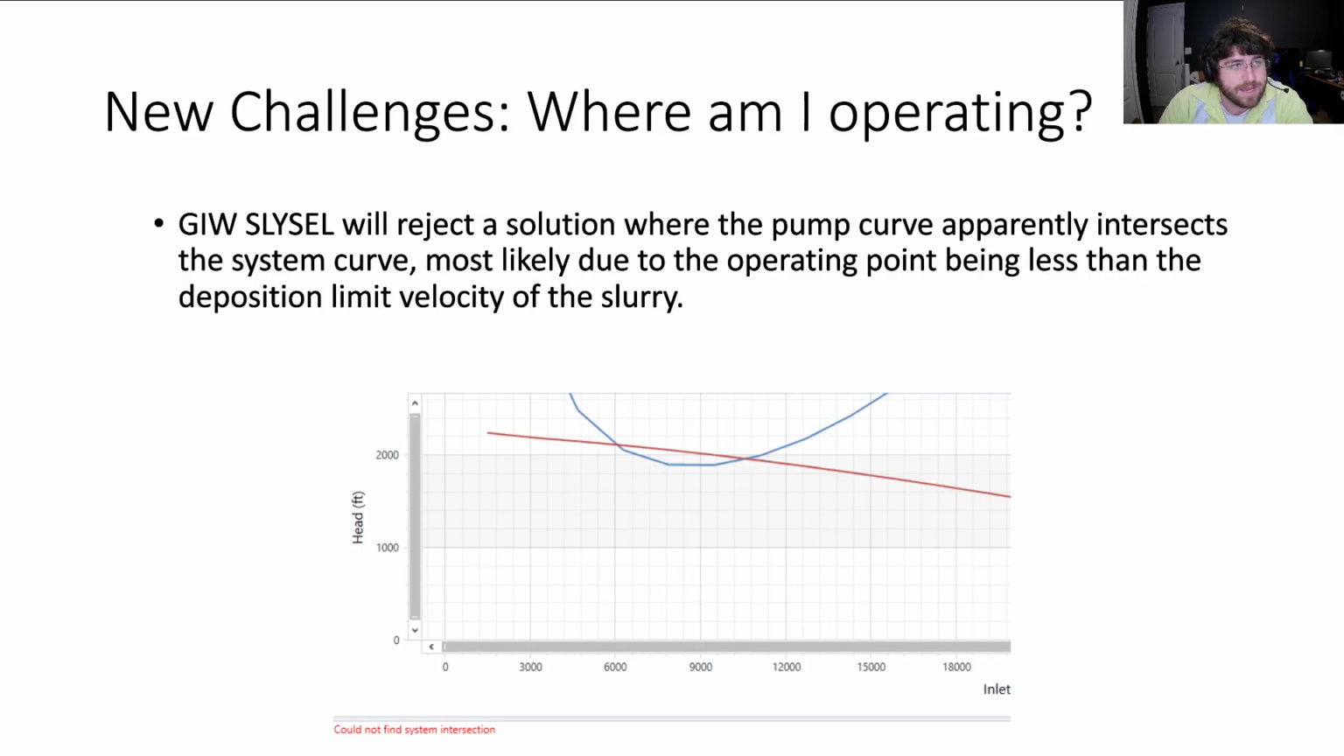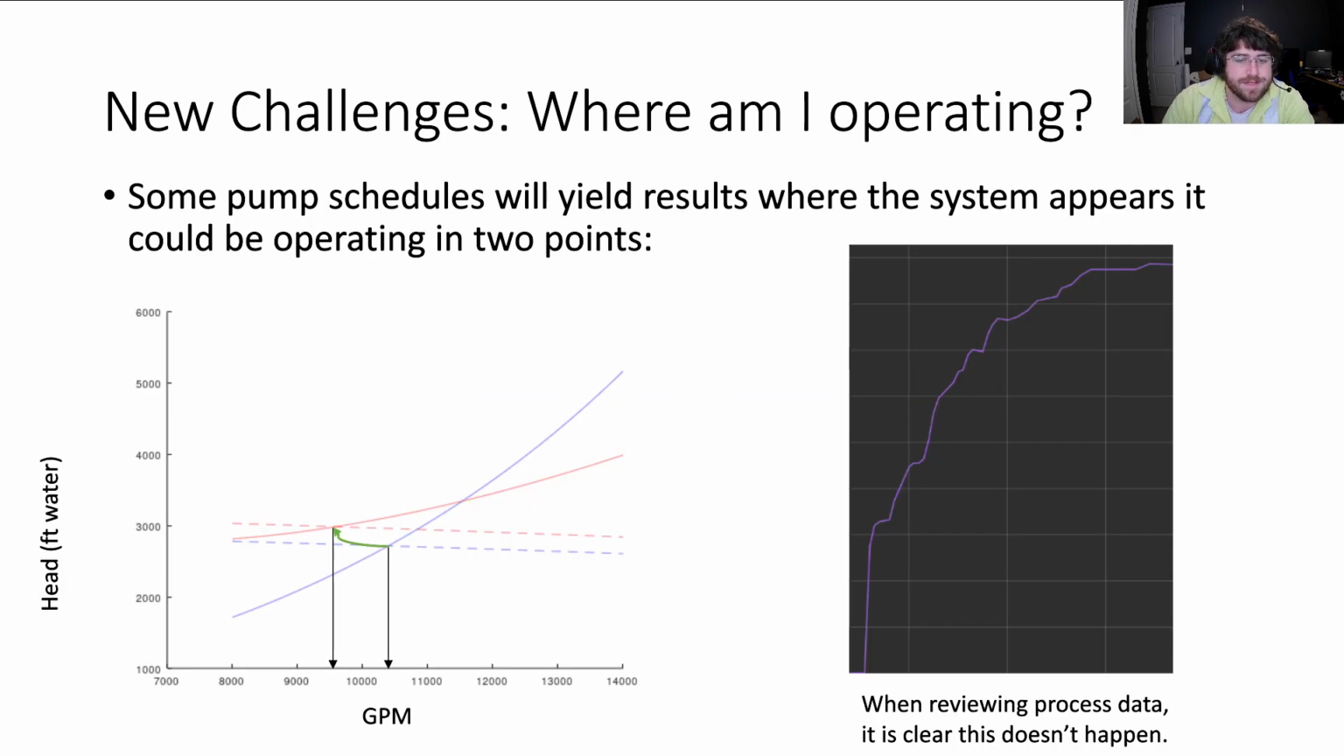On top of that, if you look at the results for a model in GIW slice cell, which uses the 4-component model programmed in it, it will give you a rejection to a solution where your pump curve apparently intersects the system curve. This is most likely due to the fact that the operating point it would show here is below the deposition limit velocity of the slurry, which is a consideration that the 4-component model does list. And under that same consideration, this crossing of the red pump and system curve should equally be rejected.